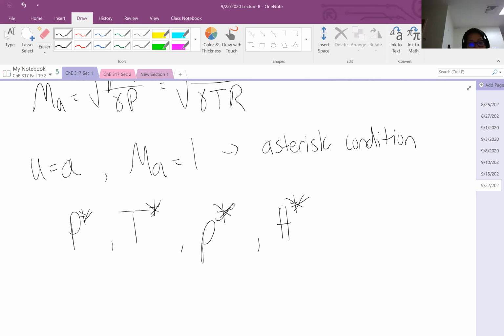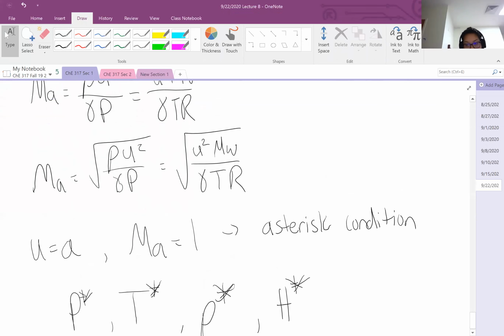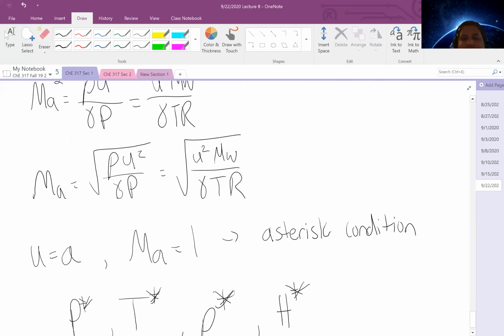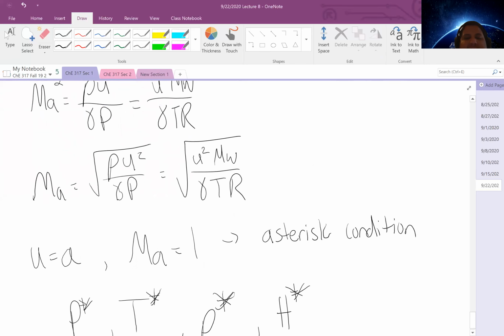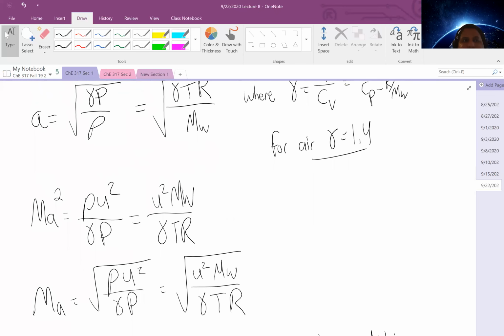I just have a question on the practical applications of using the asterisk conditions. So like, when do we want to use asterisk conditions in like real world settings? That's something we'll talk about here in a second in terms of the implications of flow at these velocities.